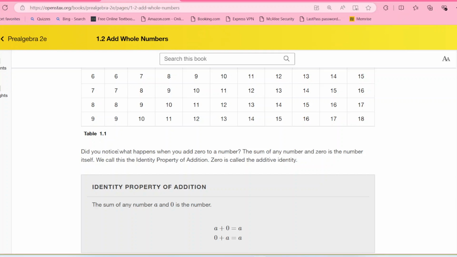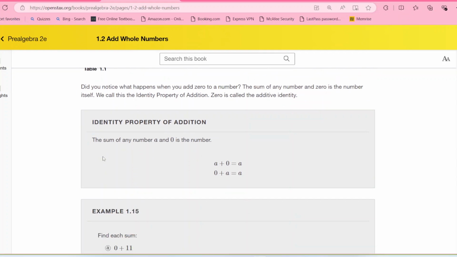So, did you notice what happens when you add 0 to a number? The sum of any number and 0 is the number itself. We call this the identity property of addition. 0 is called the additive identity. So here is the identity property of addition. The sum of any number a and 0 is the number a itself.